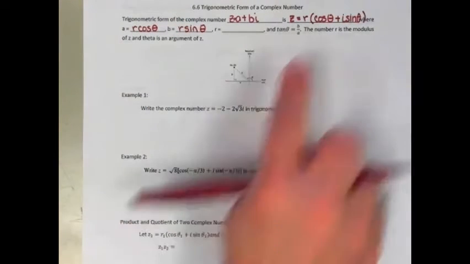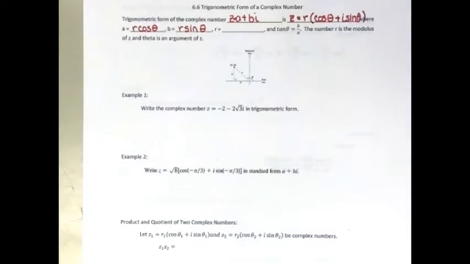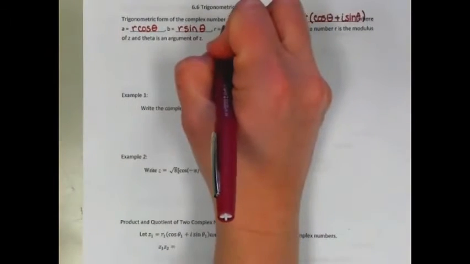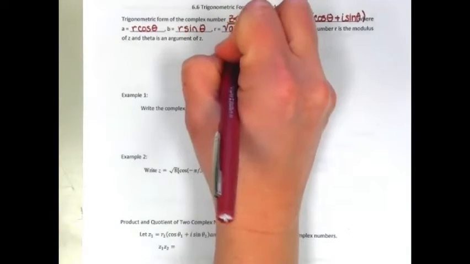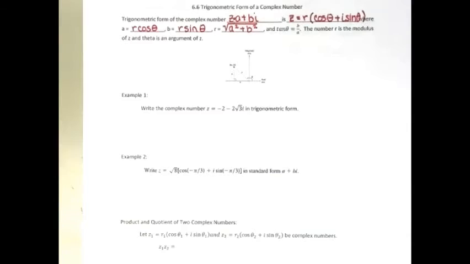And that should make sense to you guys if you distribute the r through. And then r is found by taking the square root of a squared plus b squared. And what is the square root of a squared plus b squared? Wasn't that the distance of your coordinate? Yeah, the distance of your complex number.